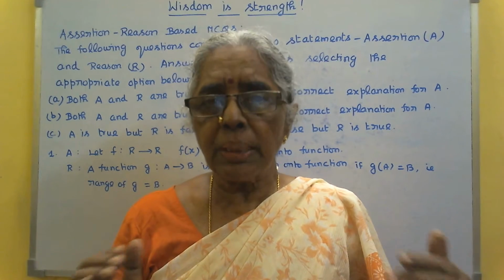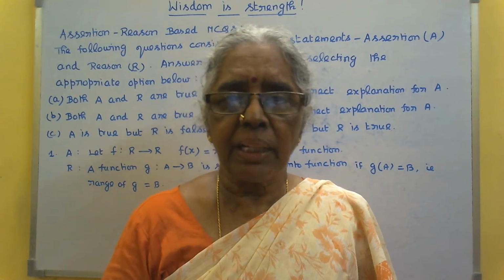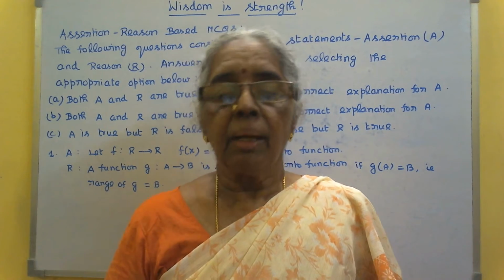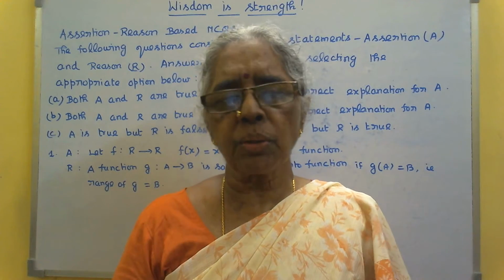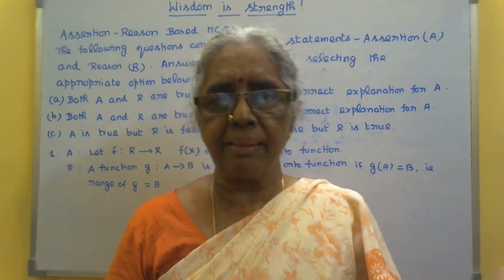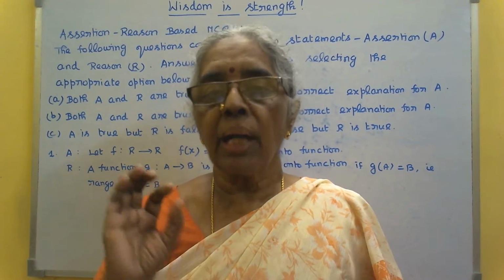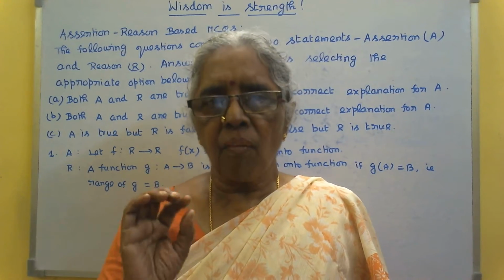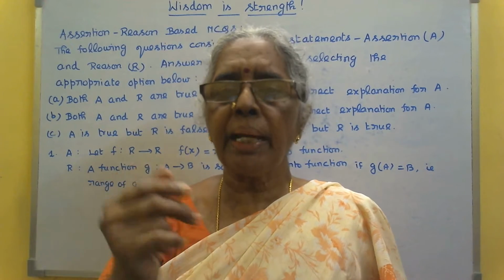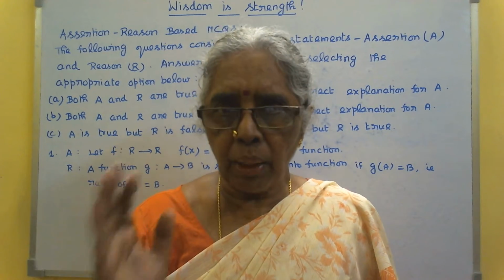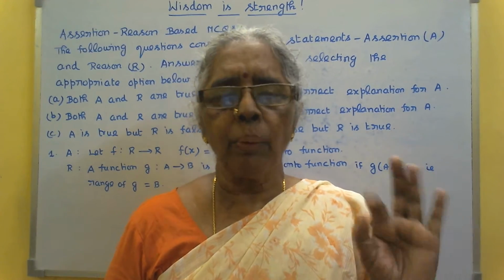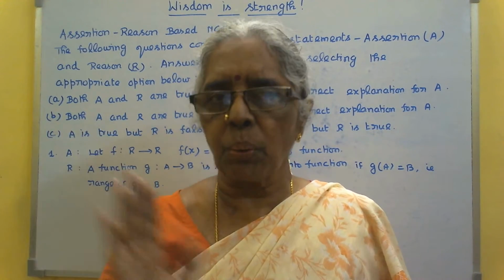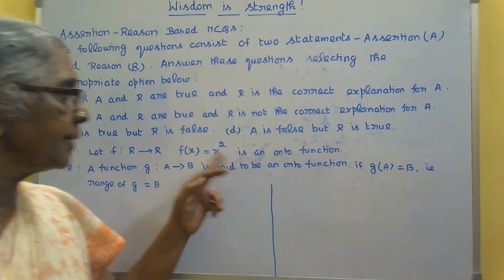Then when I do the sums, how will I find whether a given function is onto or not? They will be giving you f of x is equal to something. F of x means y is equal to something in terms of x. Now you convert x in terms of y and you check for each y belonging to the codomain whether you have a pre-image in your domain. Then you can say it is an onto function. Remember these two. Now let us see the assertion statement.